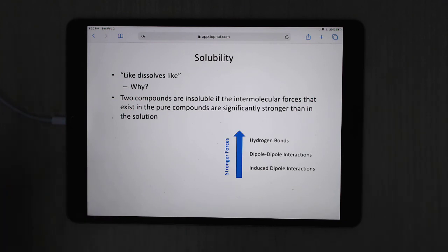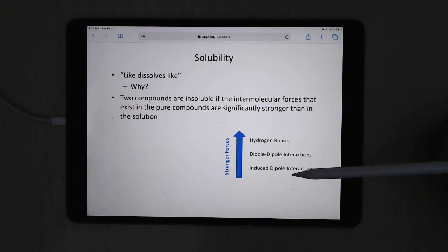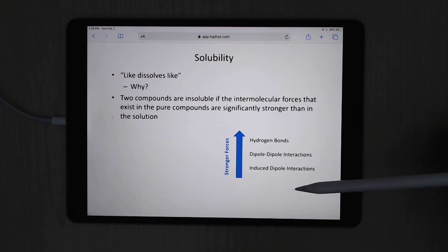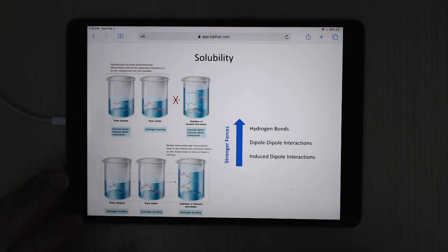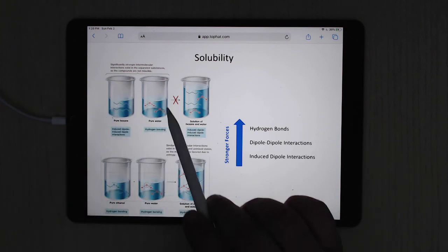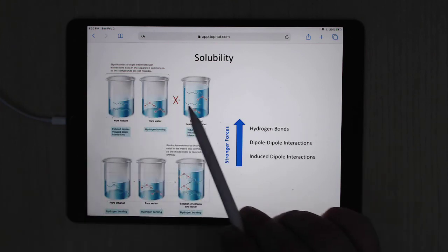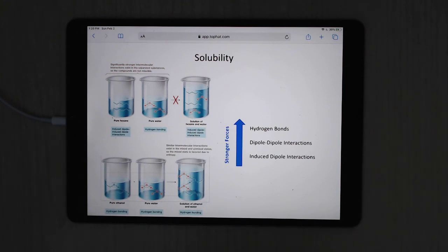So why is that? We always talk about like dissolves like, but why does that happen? It turns out what you're looking at is the dominant interaction between two molecules, and whether it gets interrupted. If you have pure hexane and pure water, when you put in the hexane, you're messing up the hydrogen bonding of the water. The strongest interaction for water is hydrogen bonding. For hexanes, it's just London dispersion forces.